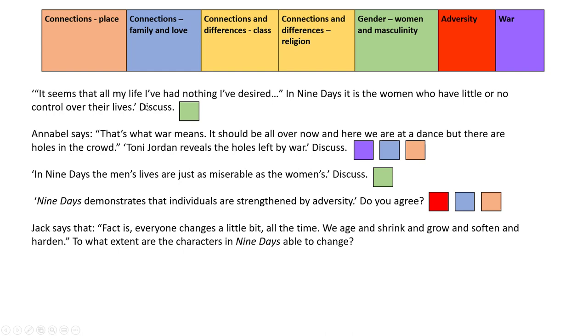So that top one, I could add adversity and I could add war. The second one, I've added a few extras too. Let me explain. Annabelle says, that's what war means. It should be all over now. And here we are at the dance, but there are holes in the crowd. Tony Jordan reveals the holes left by war. Okay, so of course it's about war. But Tony Jordan doesn't only reveal the holes left by war. So one way of carving up or interpreting this essay is to say, yes, most certainly, war did leave huge holes in the crowd.